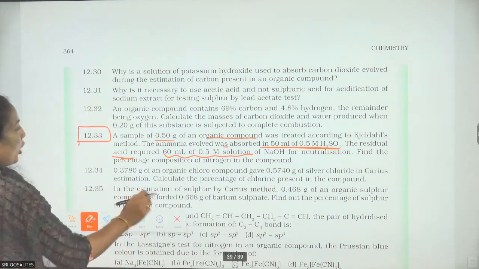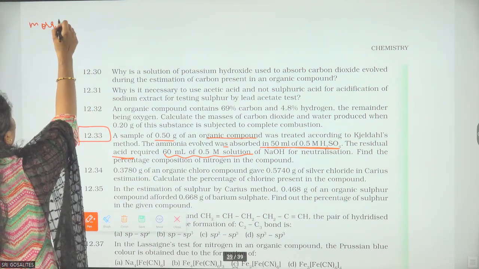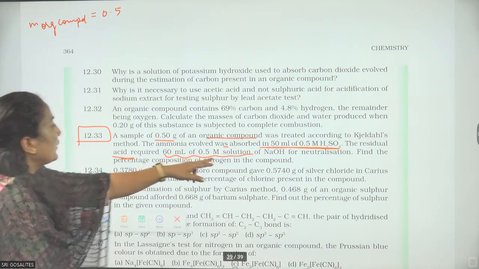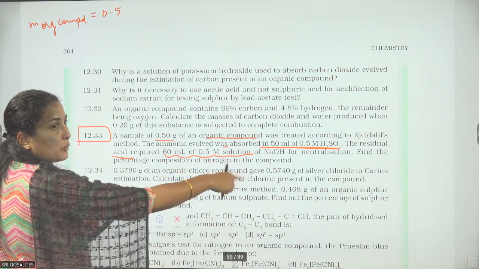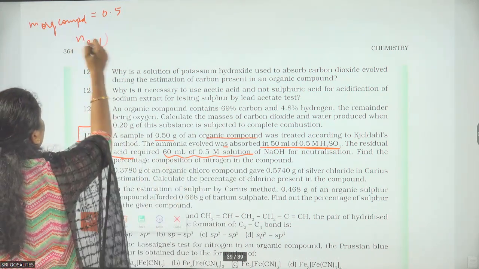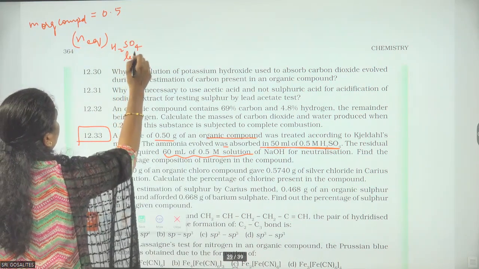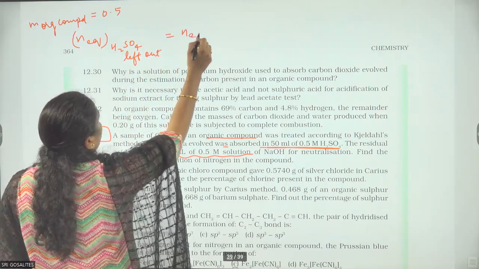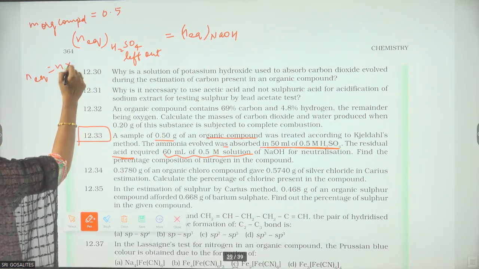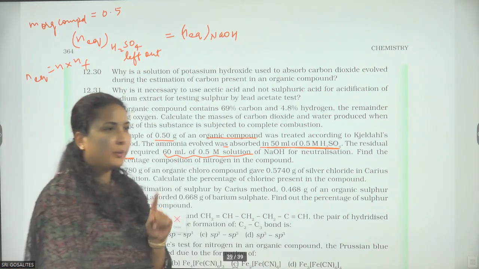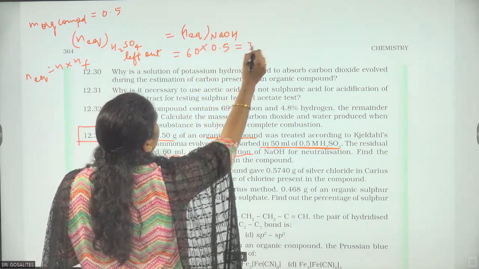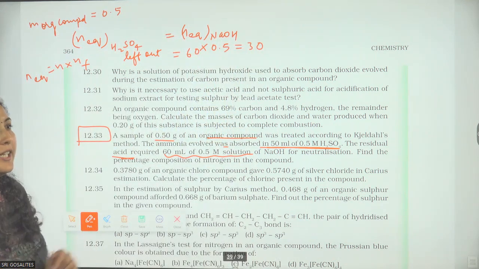Now, all we know is that the mass of organic compound is given to you, which is 0.5. They have given you the millimoles of NaOH which was required for neutralization of the excess H2SO4 left out. So can I write the number of equivalents of H2SO4 left out will be equal to the number of equivalents of NaOH? Remember, number of equivalents is always number of moles into N factor, right? And for NaOH, the N factor is 1 only. So this is 60 into 0.5, which is 30 millimoles only. In fact, this is milliequivalents.